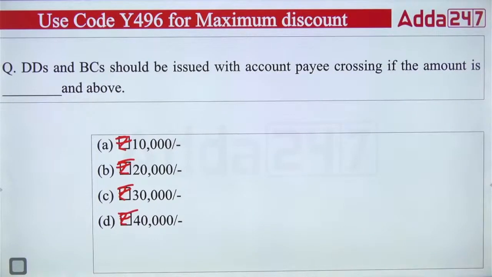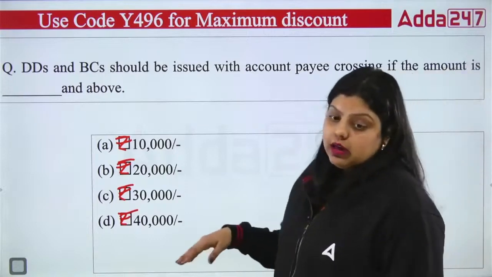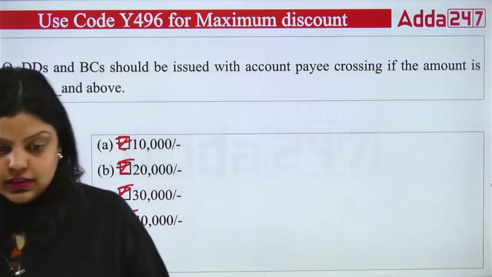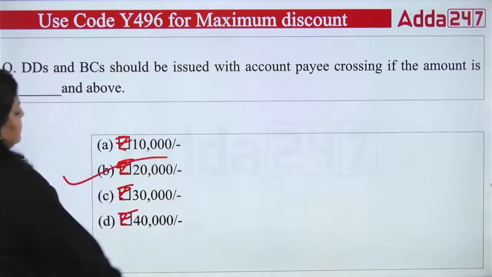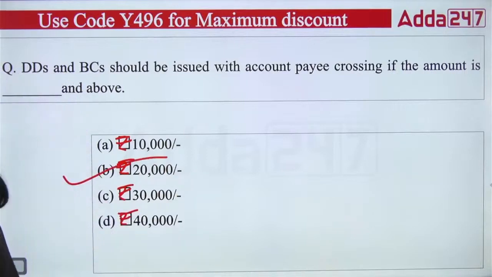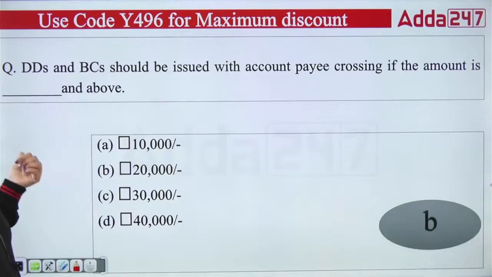So let me know which of the following is correct. Demand draft and banker's check should be issued with account payee crossing if the amount is dash and above. 10,000 and above, 20,000 and above, 30,000 and above and 40,000 and above. Which of the following is correct? And the right answer is 20,000 and above, that is B. So your DD and your banker's check should be issued with account payee crossing when the amount is 20,000 and above.